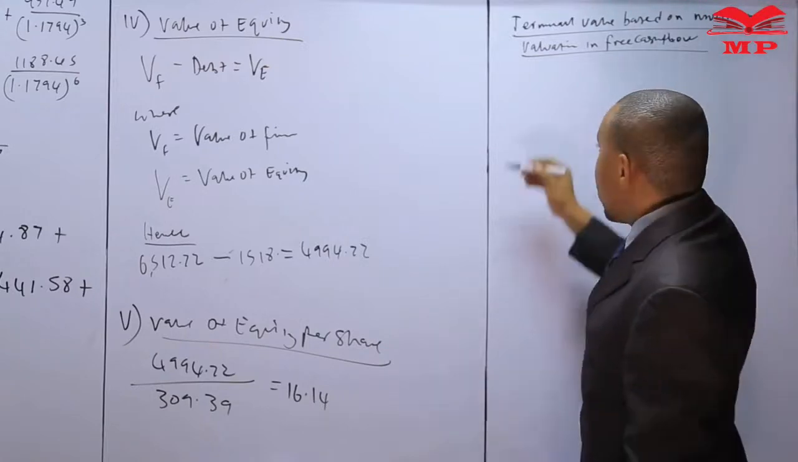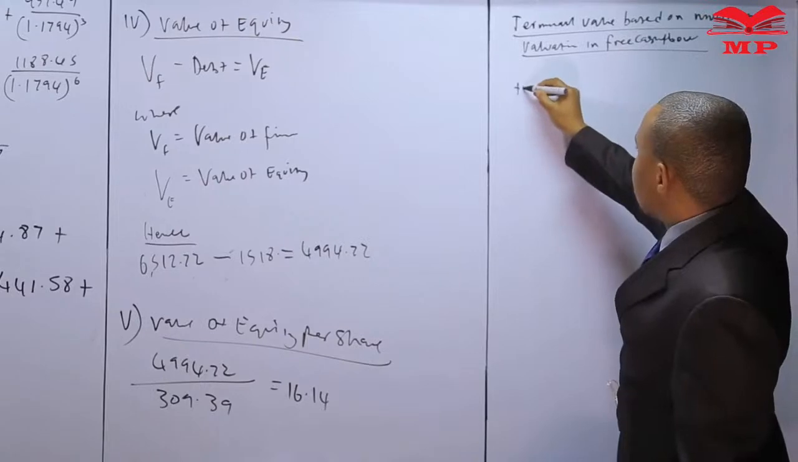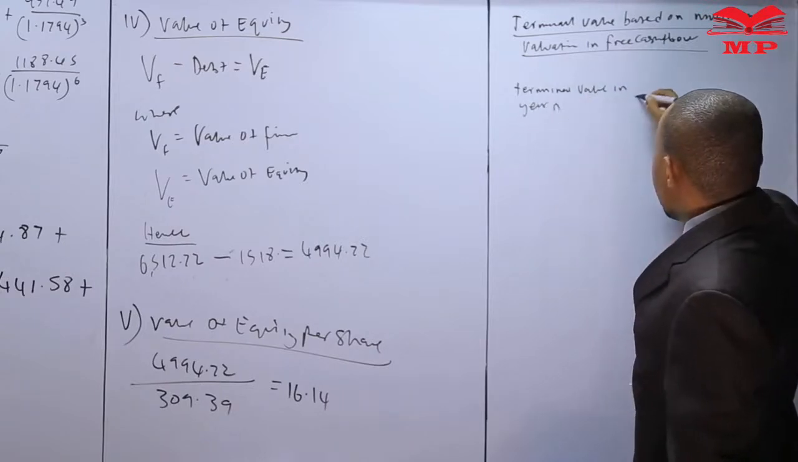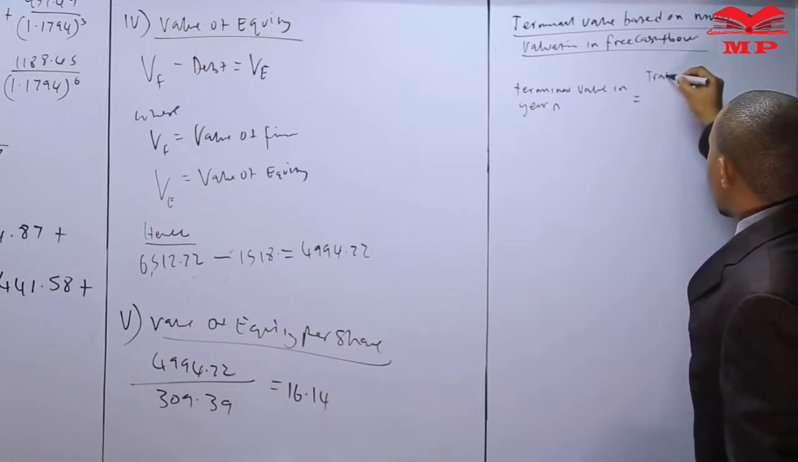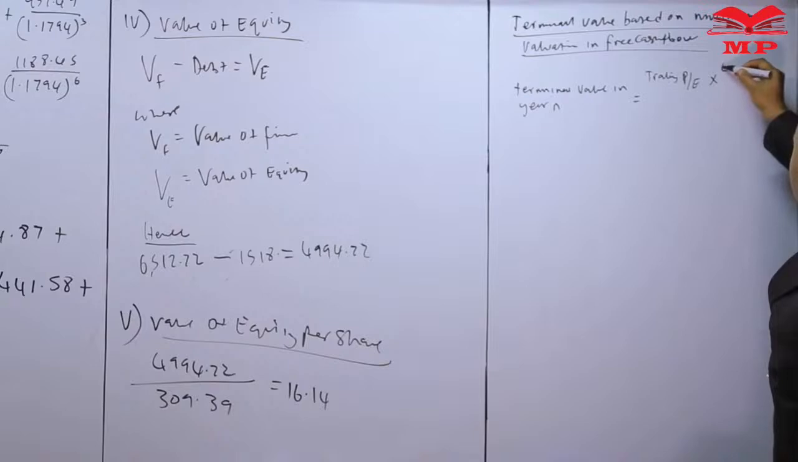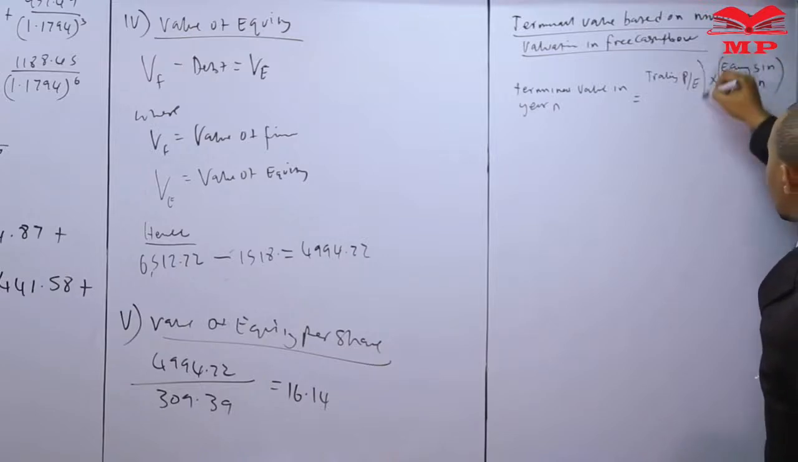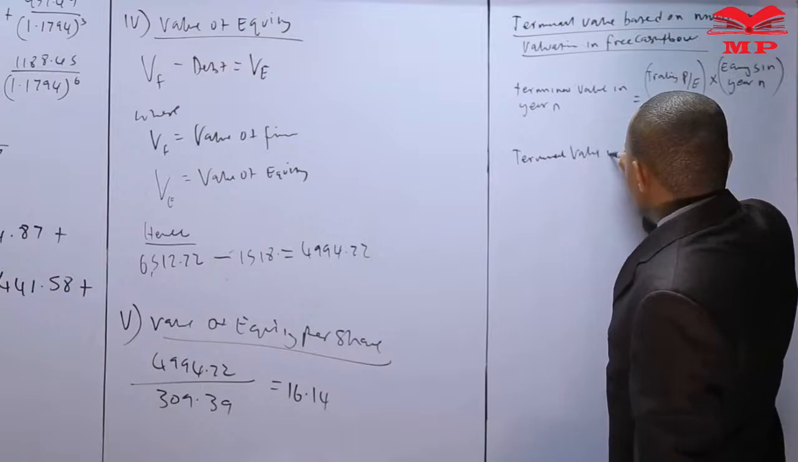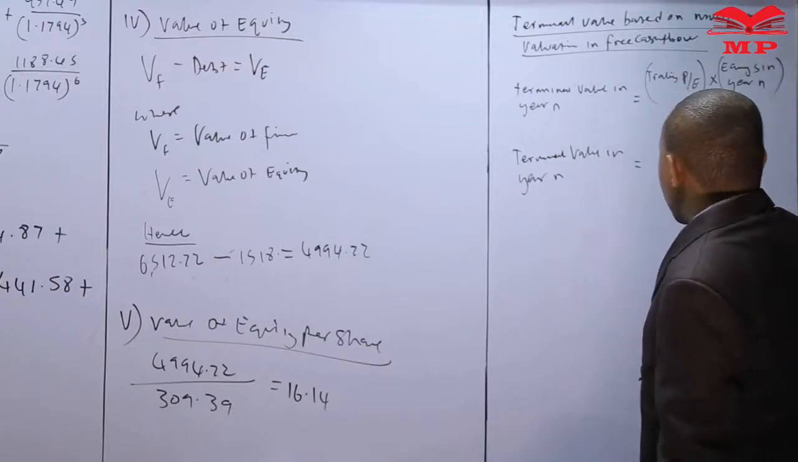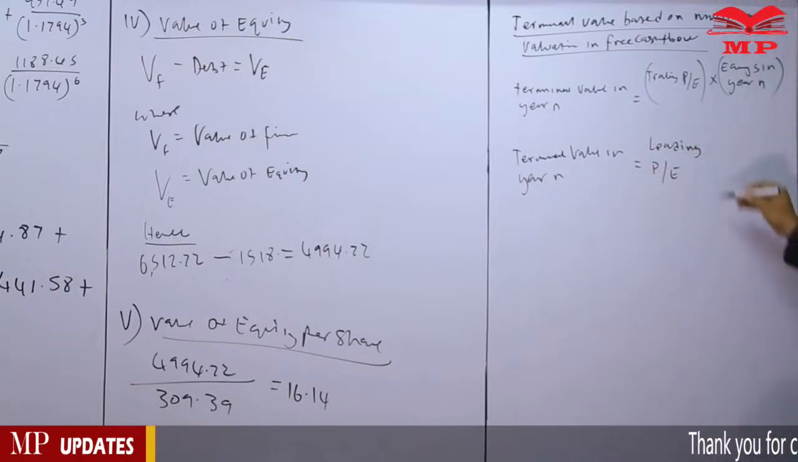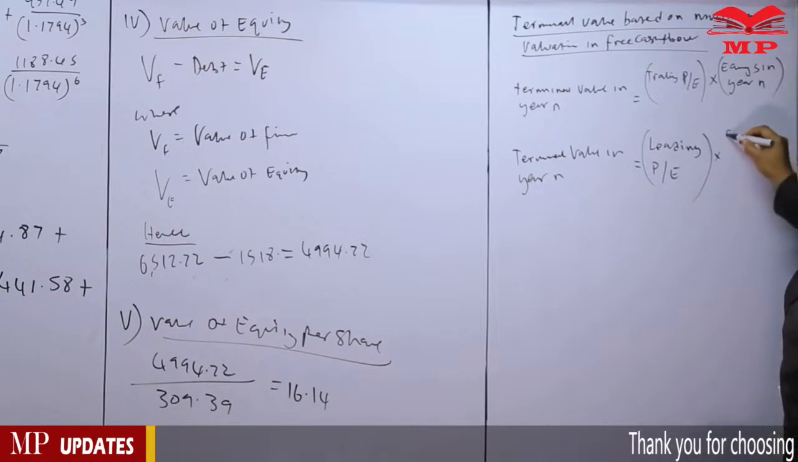Now, for us to get the value of the firm, the terminal value in year N is given as the trailing P/E ratio multiplied by the earnings in year N. That is it. Now, the terminal value in year N can also be gotten by the leading P/E, or price earnings ratio. Now we multiply that by forecasted earnings.